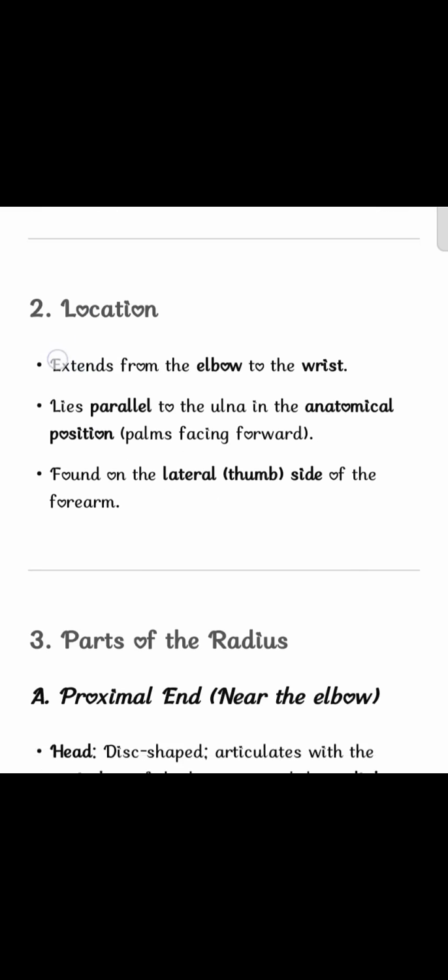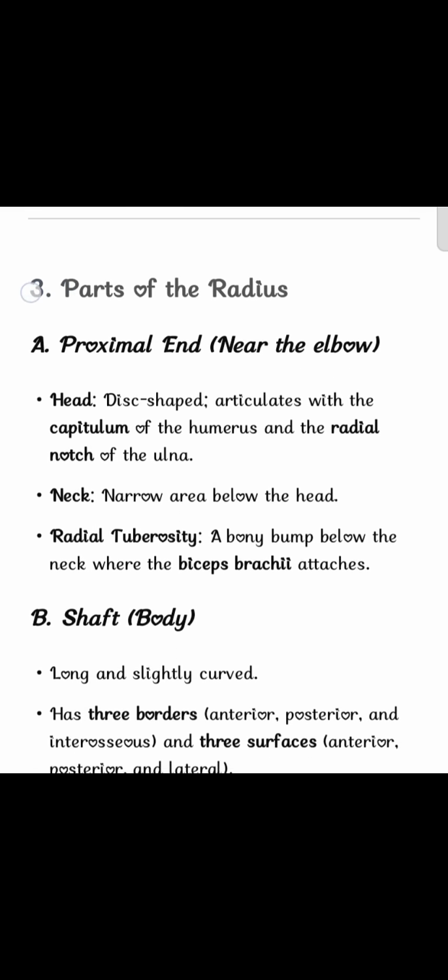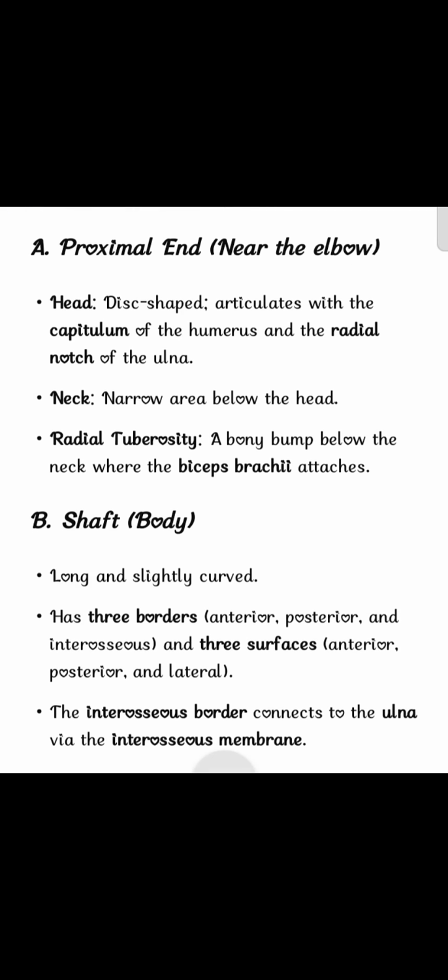Parts of the radius. A. Proximal end, near the elbow. Head, disc-shaped, articulates with the capitulum of the humerus and the radial notch of the ulna. Neck, narrow area below the head. Radial tuberosity, a bony bump below the neck, where the biceps brachii attaches.